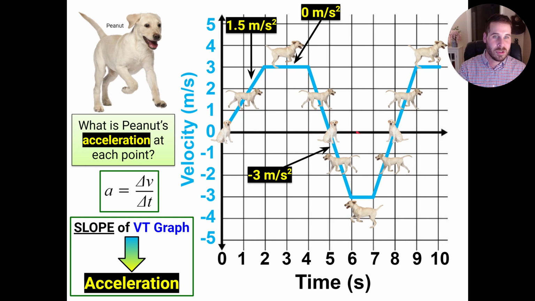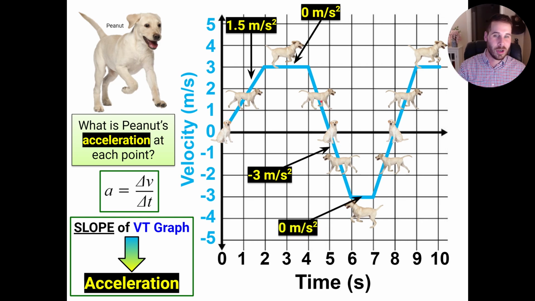And it takes 2 seconds for this whole part of the journey to occur here. So it goes from 4 seconds to 6 seconds. So again, 2 seconds. And the rise, in this case, is negative 6. So where do I get negative 6 from? Well, he started at 3 meters per second of velocity, and he ended at negative 3. So if you start at 3 and you end at negative 3, that's a change of negative 6. So the rise was negative 6, the run was 2, rise over run is negative 6 divided by 2 is negative 3 meters per second squared.